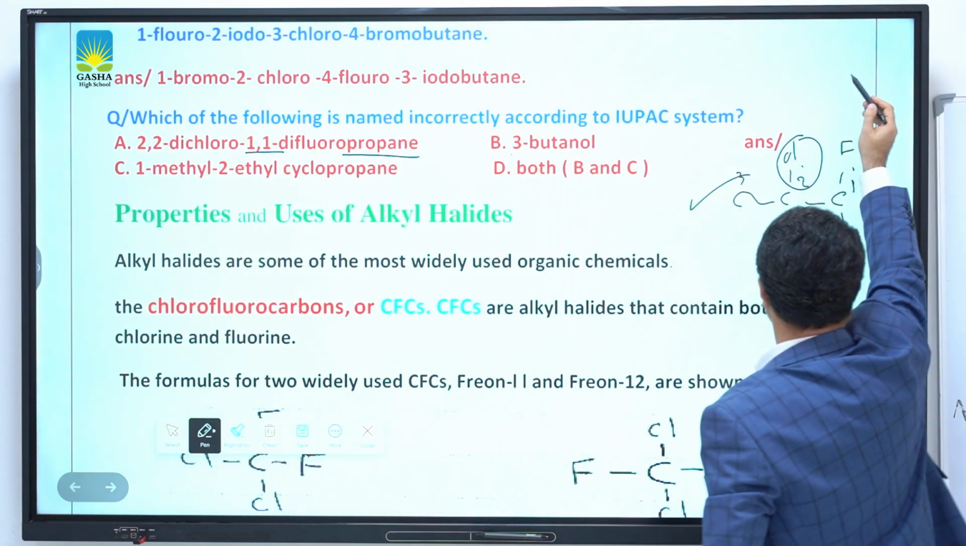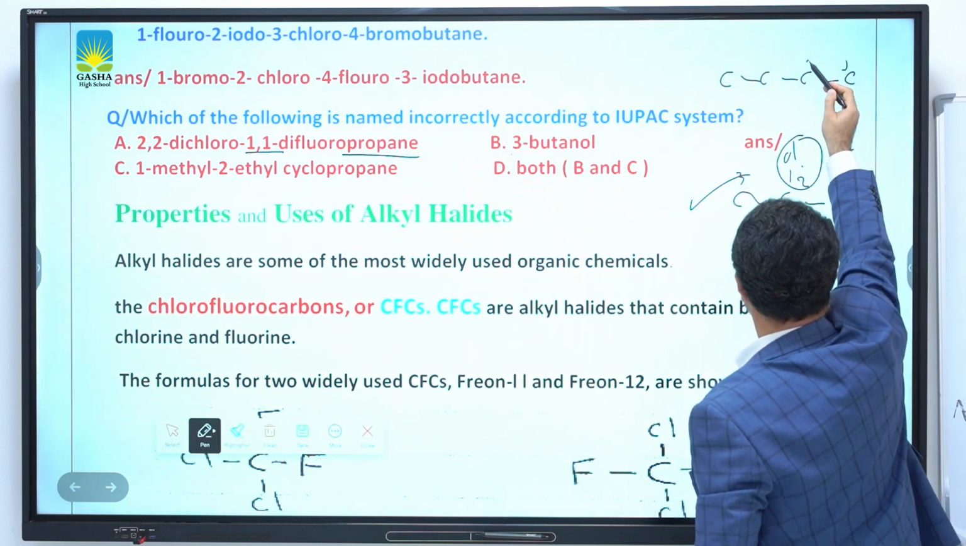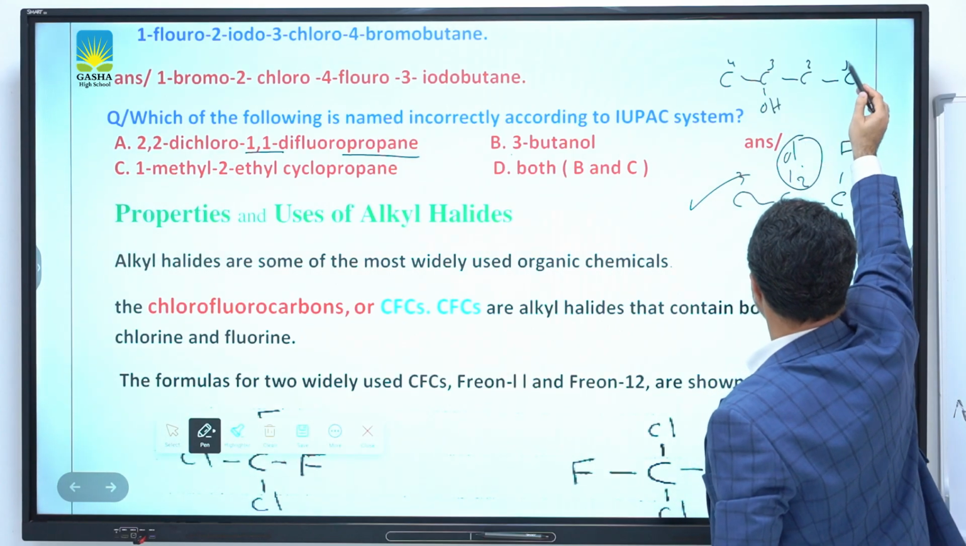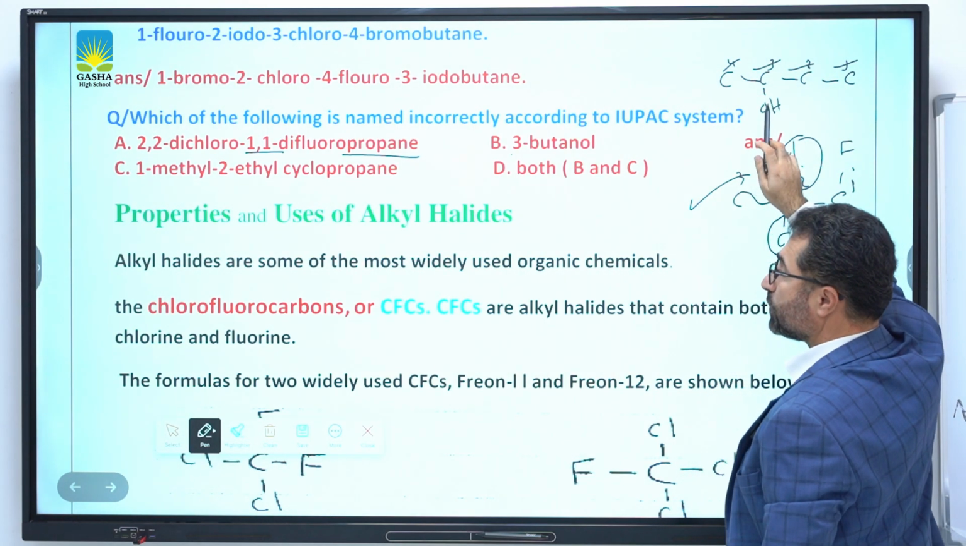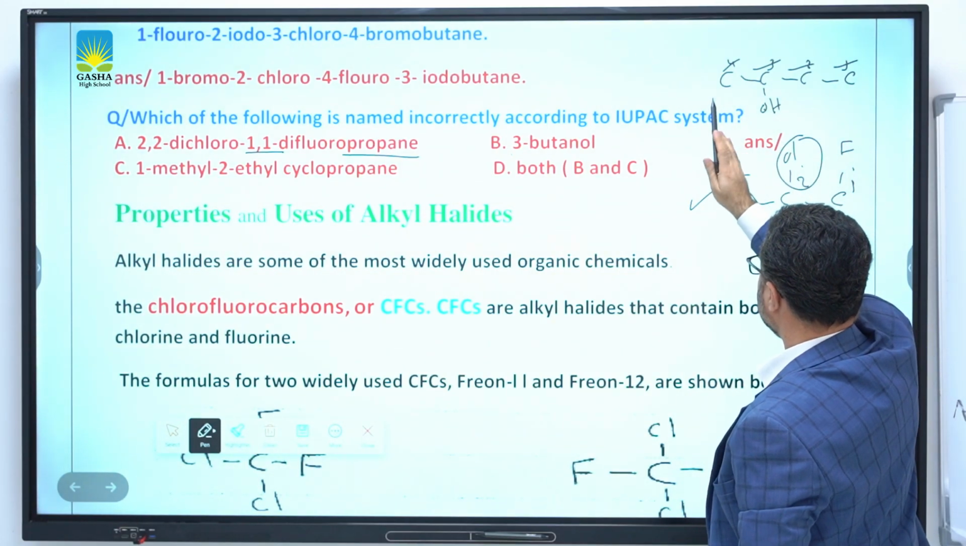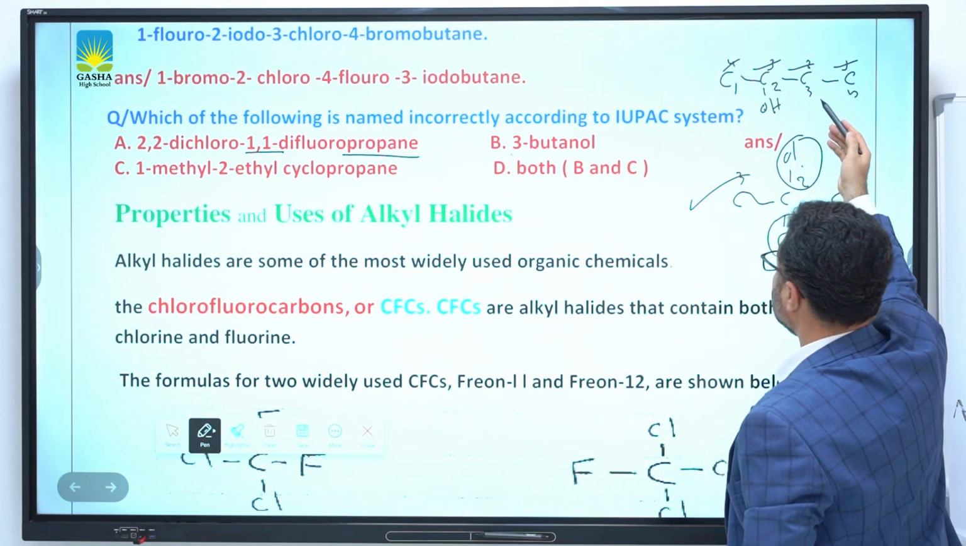3-butanol. Yani 4: 1, 2, 3, 4. On the 3 we have OH. Of course it's incorrect. Why? Because you have to number it from the side that has the OH, or we can say the OH is closest to the left side. So you have to write 1, 2 here. So it will be 2-butanol.